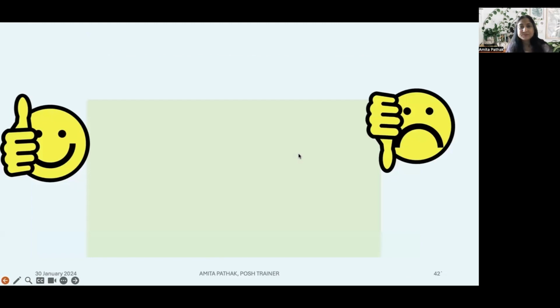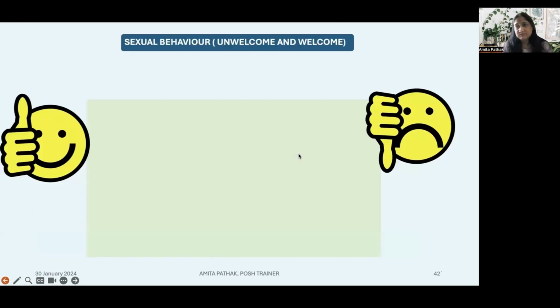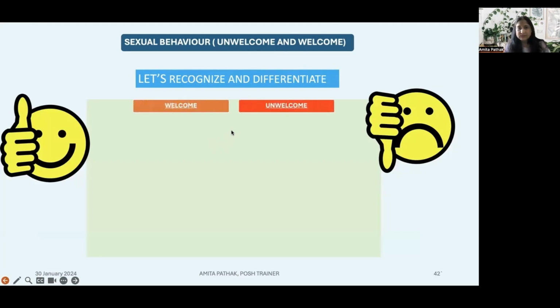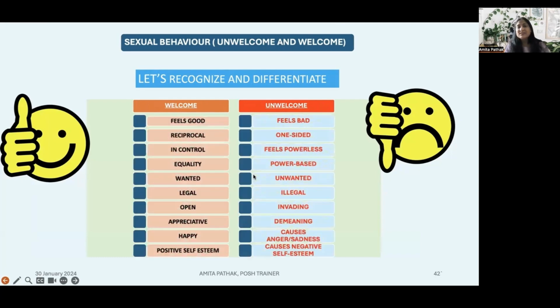What is sexual behavior? We speak of unwelcome and welcome behavior. Let us understand and recognize the difference between welcome and unwelcome. If I say good morning to a person, the reply is good morning. But if I am using bad words to a person, that person may be offended. So that is unwelcome behavior. Dear friends, if you are feeling good, that is welcome. The opposite, if you are feeling bad, is unwelcome.